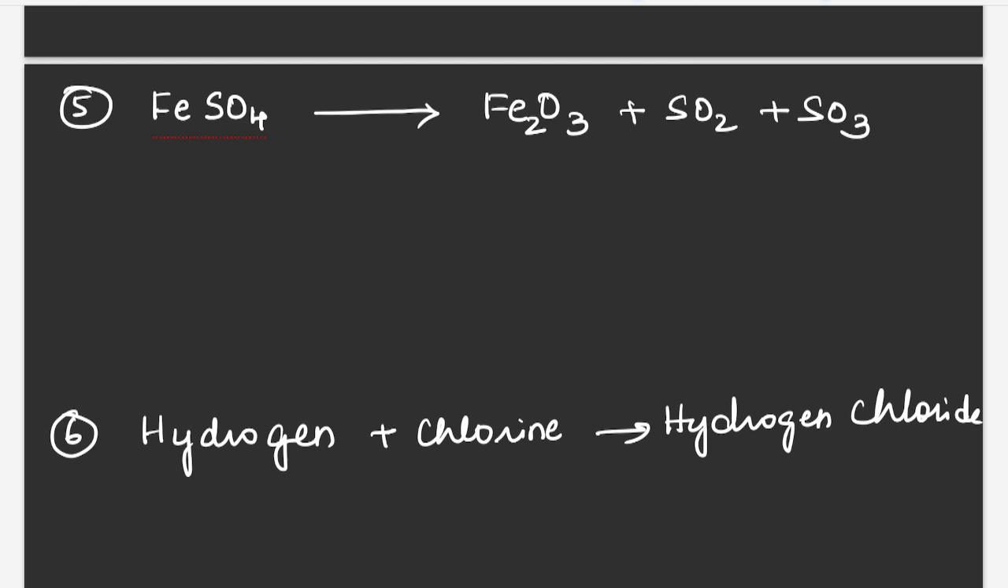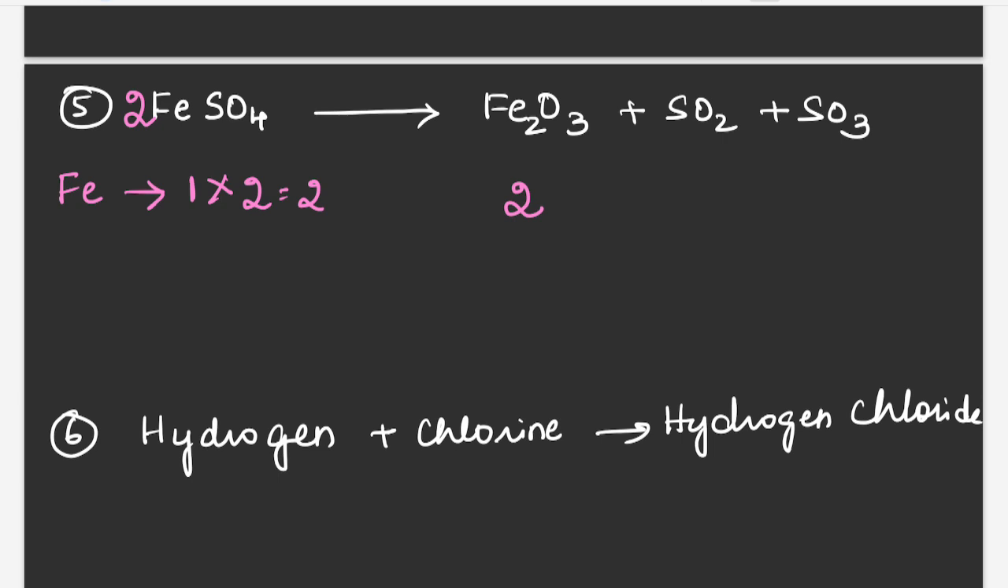FeSO4 is reacting with, so you can see here Fe2O3, SO2 and SO3. So we have to balance this. Iron is the metal, so first we have to balance the metal. On this side you have 1 iron and on the other side you have 2. Therefore we have to balance iron, so multiply with 2. So here I'll be writing 2.